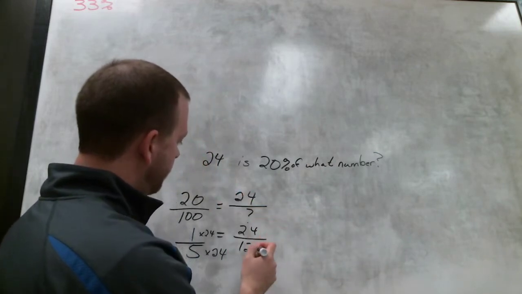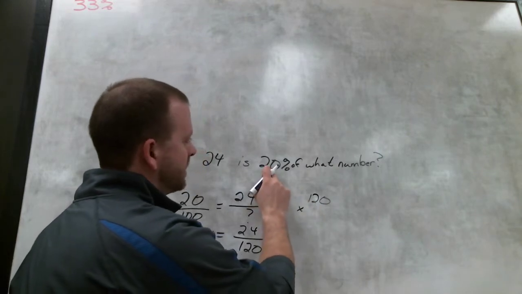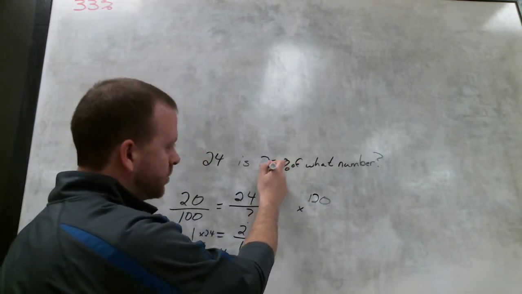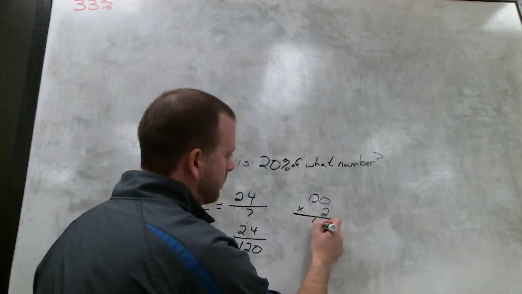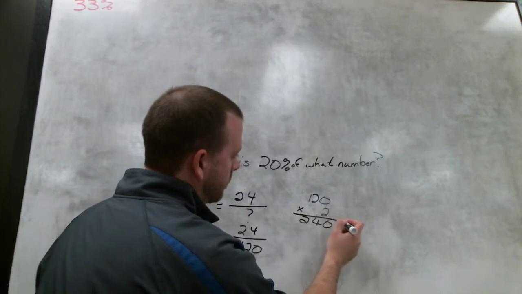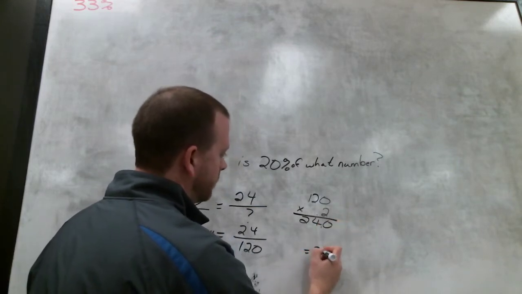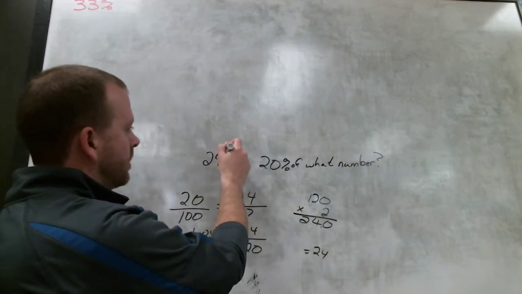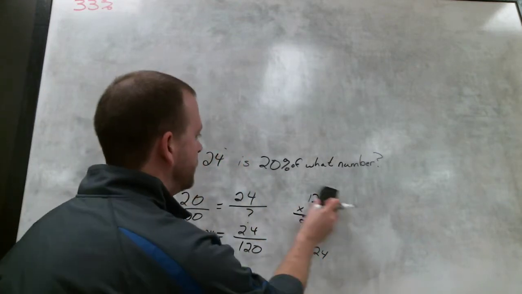So I'm going to look at 120, multiply it times whatever this is as a decimal. Remember, move our decimal places over 2, so it would be 0.2. 120 times 0.2, move my decimal over one place, which gives me 24, which is what I started with. Okay? Got it? Now let's do it the other way.